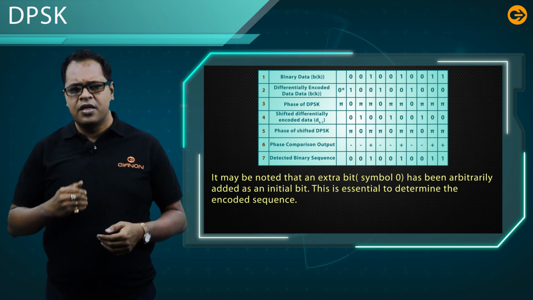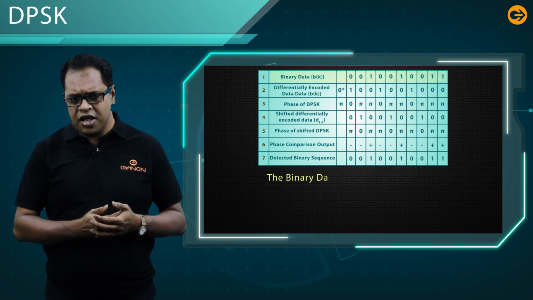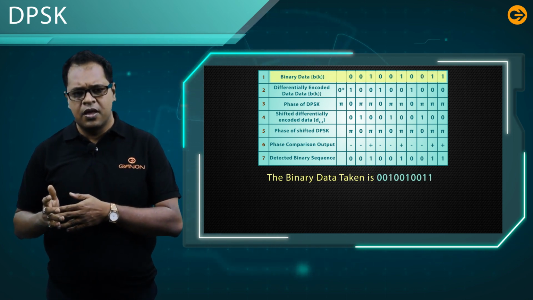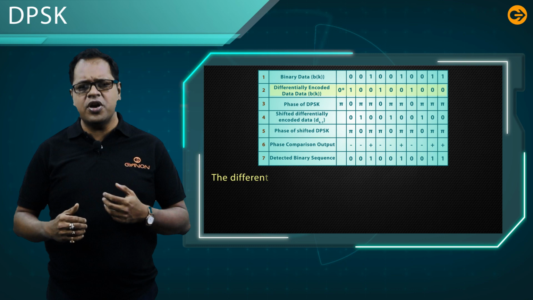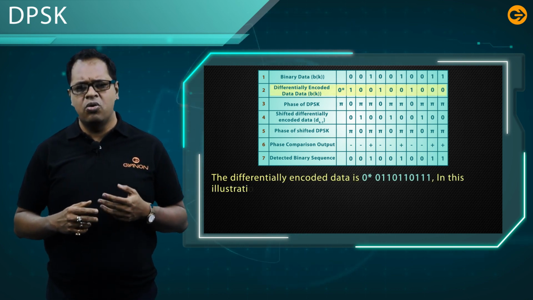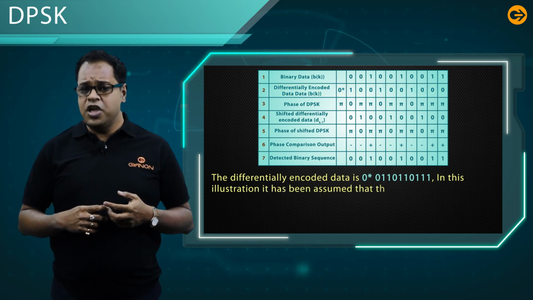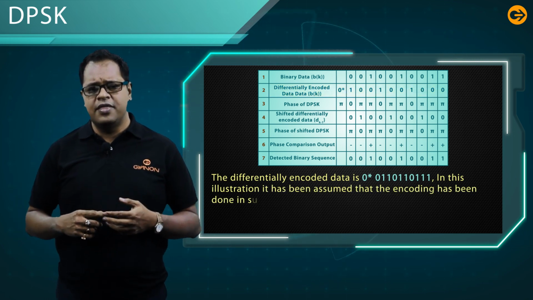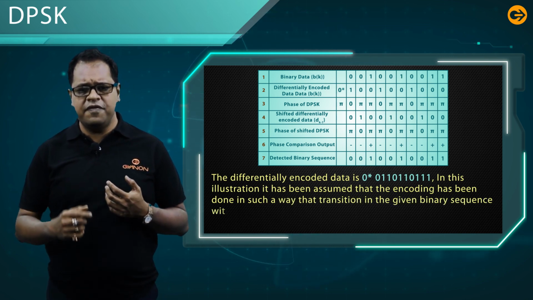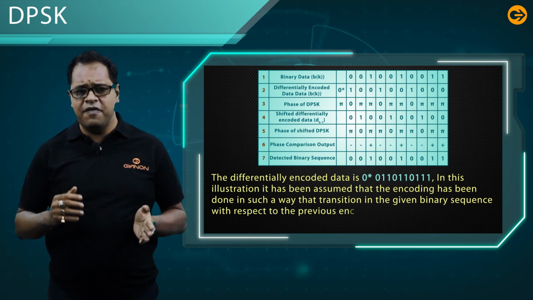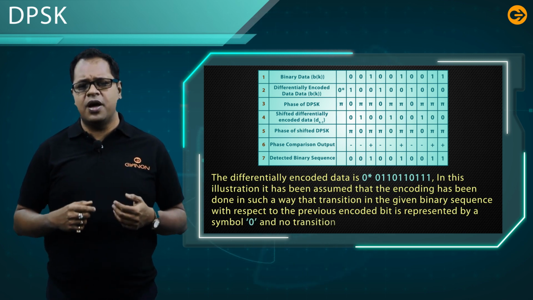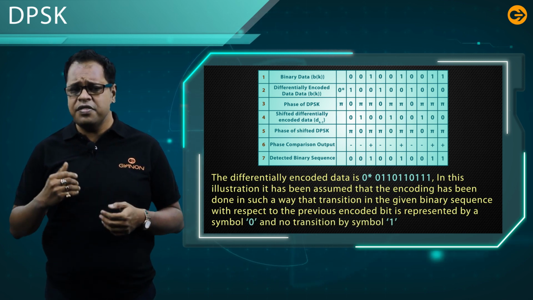So what is the algorithm? The binary data taken here is 0, 0, 1, 0, 0, 1, 0, 0, 1, 1. Therefore, the differentially encoded data is 0, 0, 1, 1, 0, 1, 1, 0, 1, 1, 1. In this illustration, it has been assumed that encoding has been done in such a way that transition in the given binary sequence with respect to previous encoded bit is represented by a symbol 0 and no transition by symbol 1. So what is the phase?